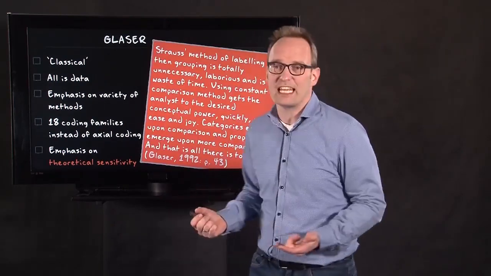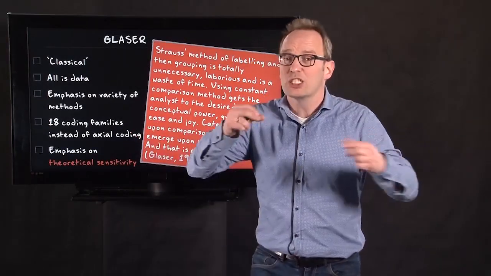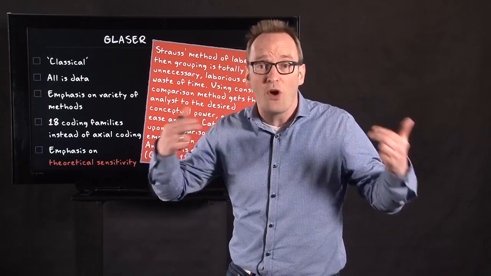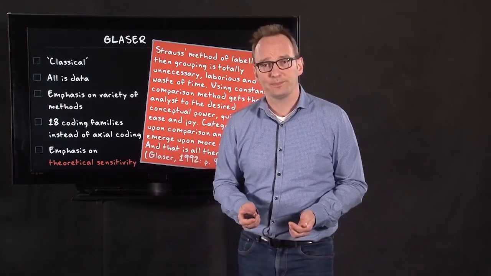For instance, he says this: Strauss' method of labeling and then grouping is totally unnecessary, laborious, and it's a waste of time. Using constant comparison methods gets the analyst to the desired conceptual power quickly, with ease and joy. Categories emerge upon comparison and properties emerge upon more comparison. And that's all there is to it. Do away with all the small steps. Just try to do constant comparison and theoretical sensitivity.